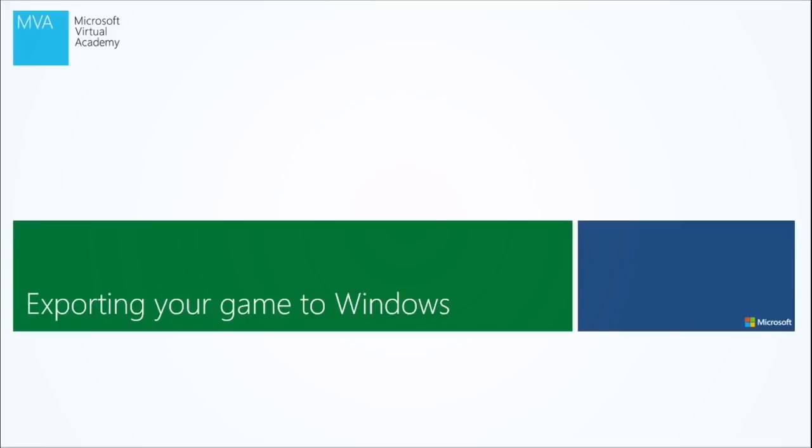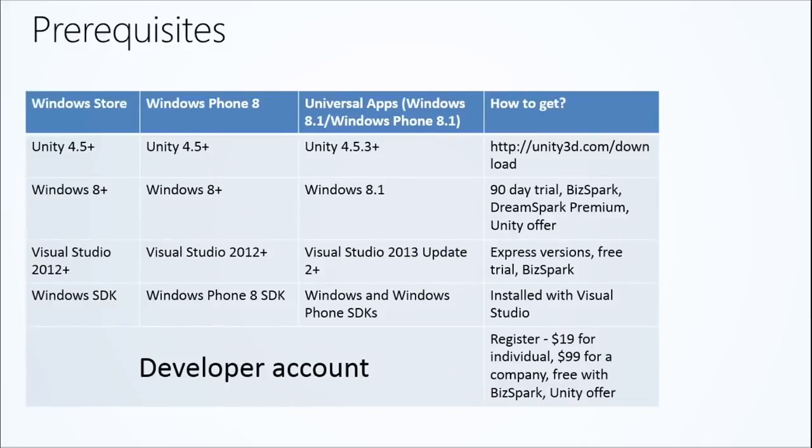So let's talk about the method of exporting from Unity to Windows. Okay. Here's this big chart of prerequisites. We'll try to demystify this the best we can. Seems complicated at first, but I'm confident we'll break it down.